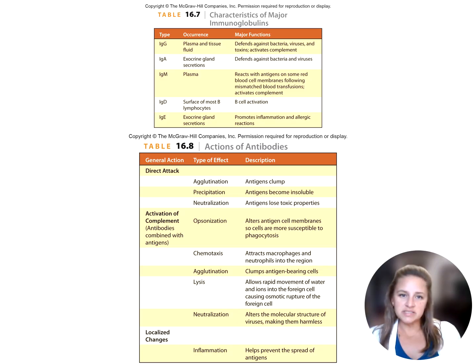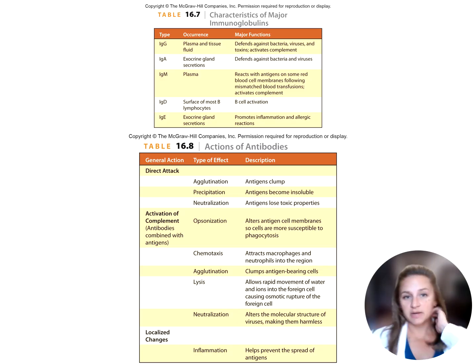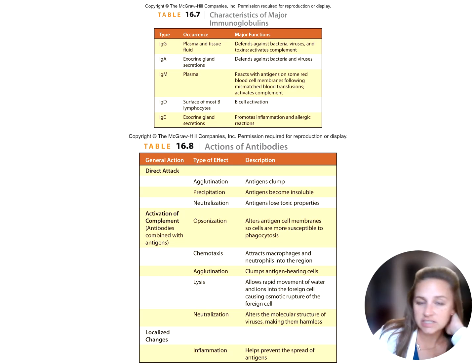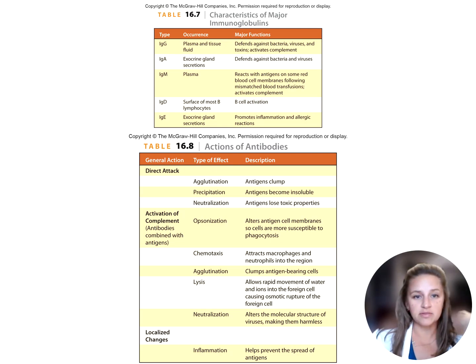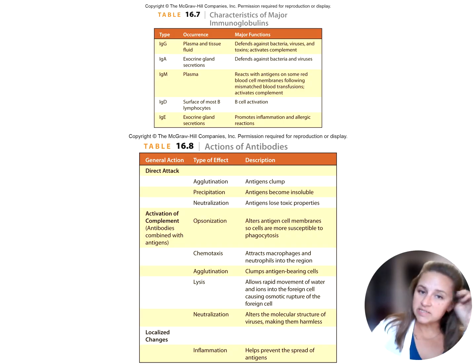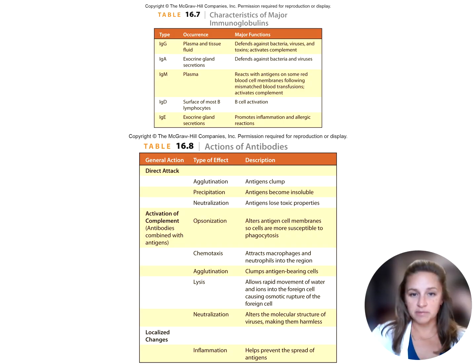This is just showing some other types of antibodies. IgG is by far the most common, but there are 4 other types of antibodies you can stop here and read about. And then this is showing the actions of antibodies. And we'll look at this a little more closely in the lab when we see some of the antibodies binding with pathogens.